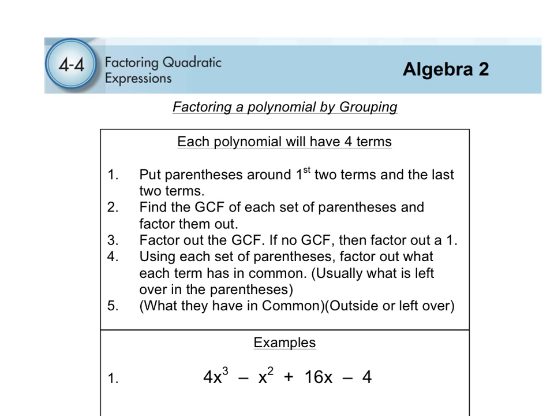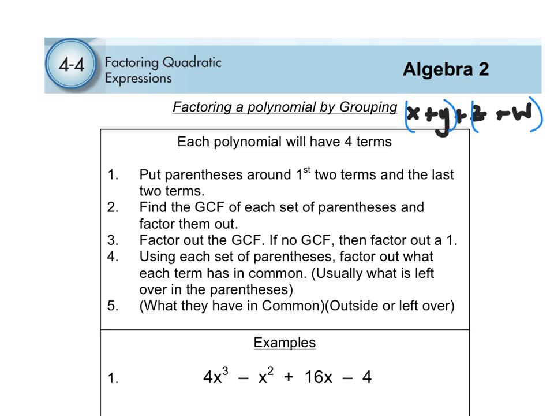So, first thing we want to do is put parentheses around the first 2 terms and the last 2 terms. Each polynomial you're going to have has 4 terms. Just an example of what I mean by 4 terms: x plus y plus z plus w. Those are 4 terms that we're looking at. So everything's going to be 4 terms. We are going to put our parentheses around the first 2 terms and the last 2 terms every time I start.